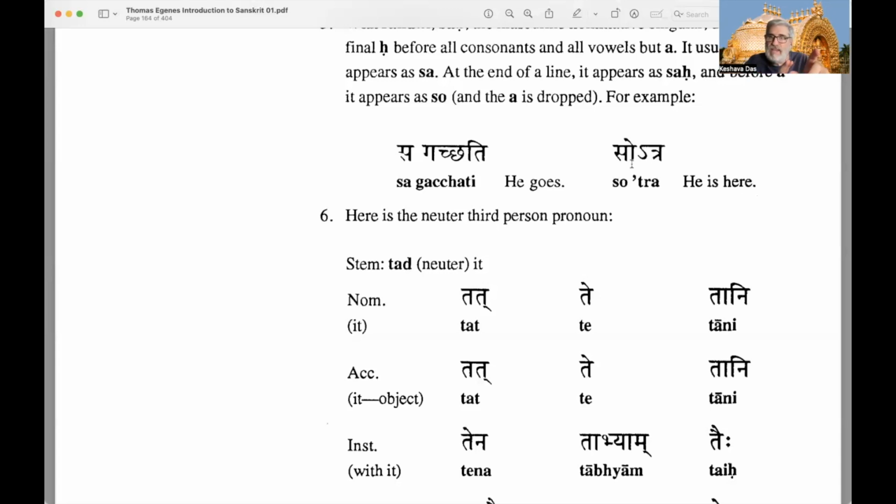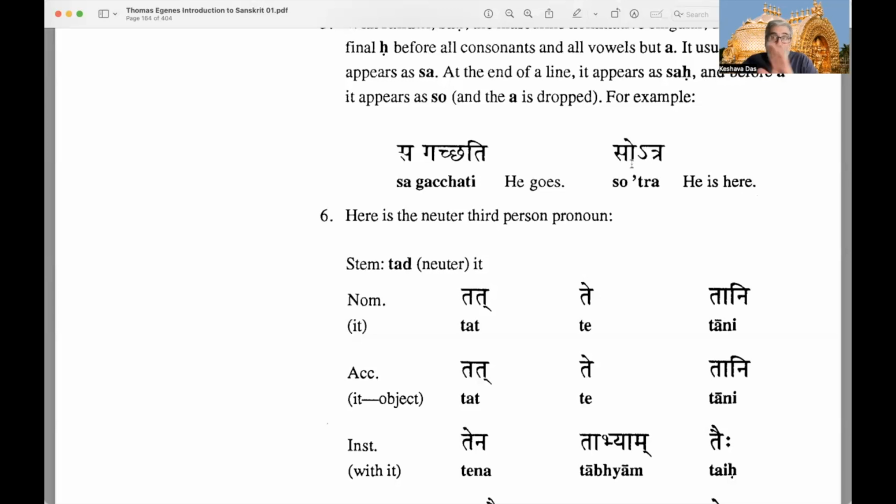Then what? Then we can see that the so is not so, but it's actually saha, which is turned into so because the visarga at the end of saha has been affected. Actually, the whole ending, aha, has been affected by the short a that follows it in the next word. So that's how we make sandhis and break sandhis, and that's how we understand. So these are two very good examples of how sometimes we see sotra and sometimes we see sa gachati.